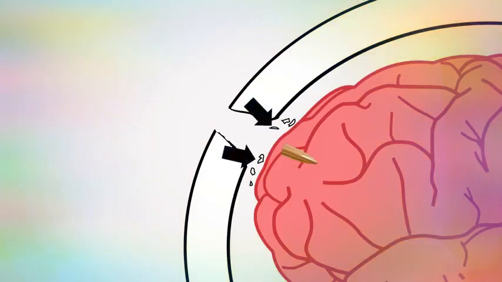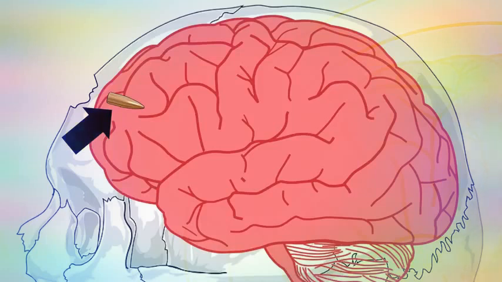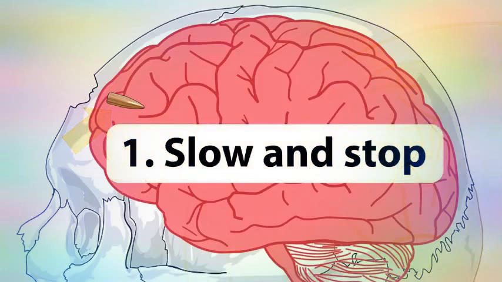This side is where the bullet exits and is very wide and flared out. This flaring chips pieces of the skull and launches them into the brain, causing more damage. Once in the brain, 3 things can happen to the bullet. 1, it can slow and stop.